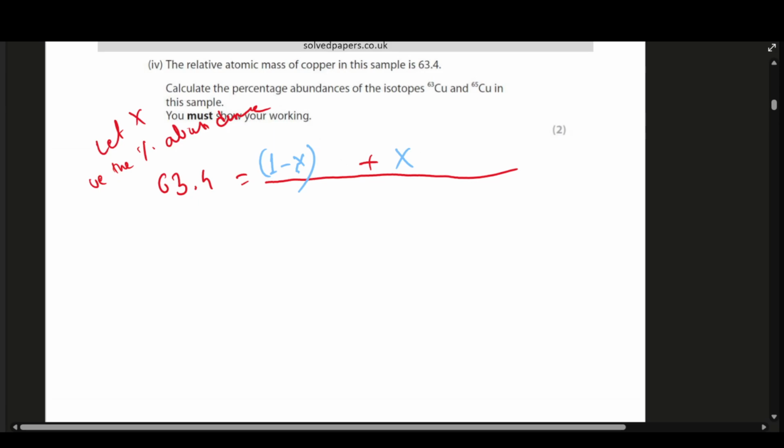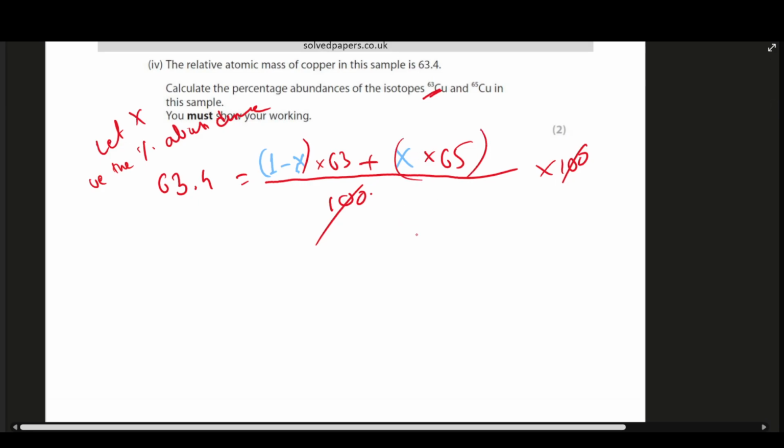So x times, let's say 63, and the other one times 65, let's say, and then you divide it by 1. Okay, if you want you can just divide it by 100 times 100, so eventually you will just cancel this out, you'll get 1, right? Because this is a percentage. Am I clear? You're supposed to find the percentage, isn't it? So that's why you need to multiply it by 100. And eventually you'll get 1.